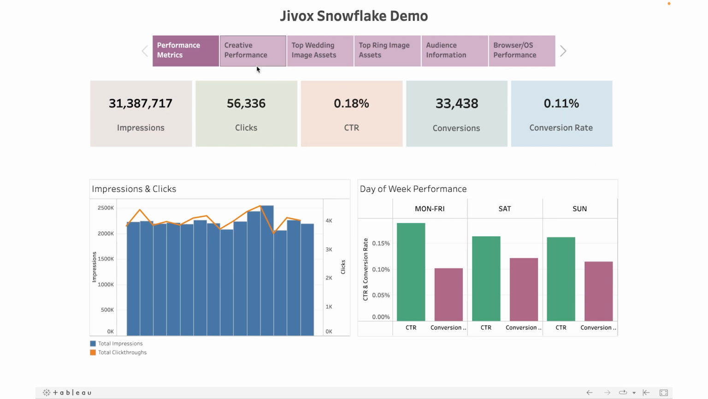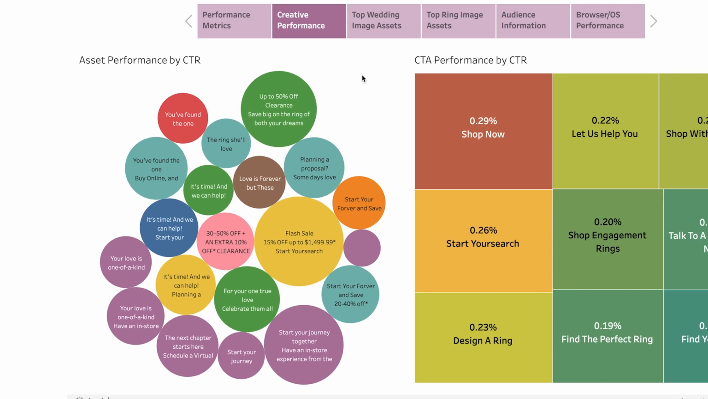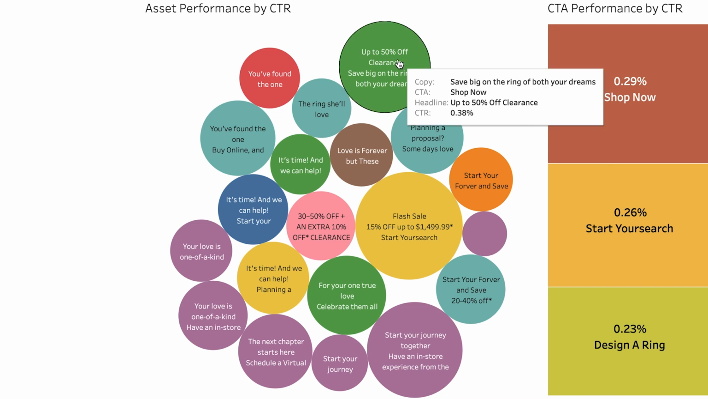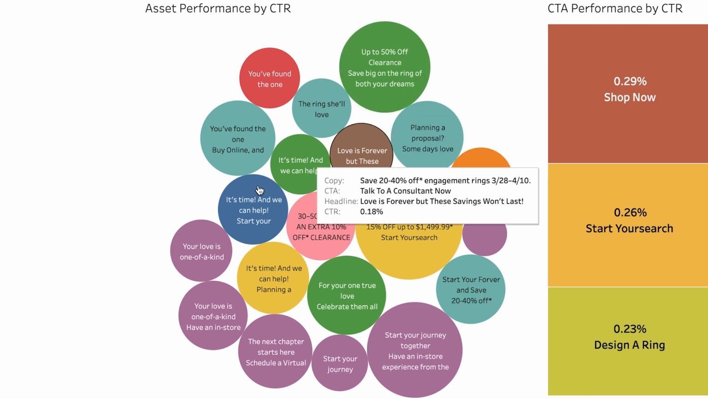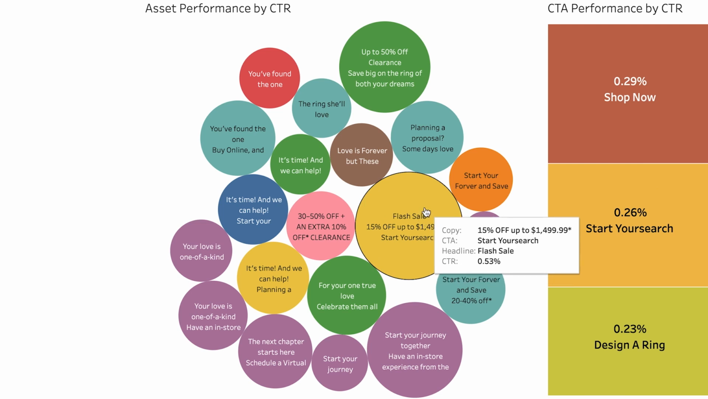If I go to my next tab, I can check out the creative performance. So amongst all of this, I can see 2 different graphs I've produced. On the left-hand side, I can see asset performance by CTR. So I can see that through this information here, this copy, this call to action, this headline produces this 0.38% CTR. So I can see all of these different examples. So in this example, the bigger the circle, the better the CTR.